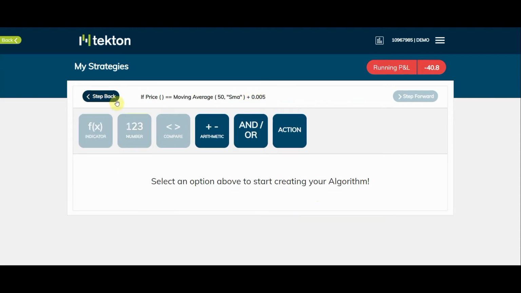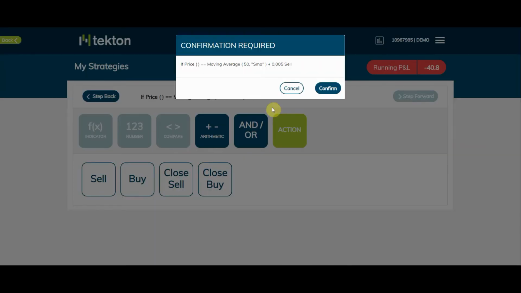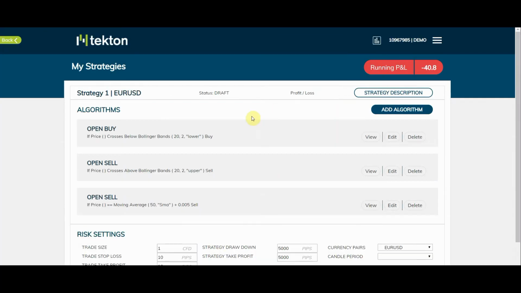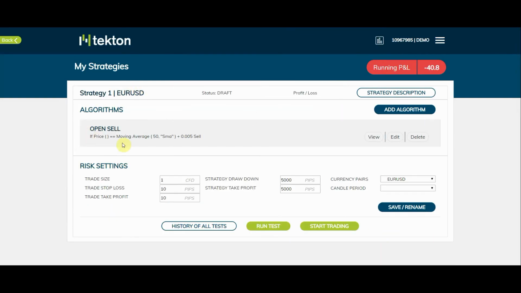And there we have it. If price equals moving average 50 plus 50 pips. So if price is 50 pips above the 50 moving average, the action would usually at that point be sell, because we expect price to pull back to the moving average. And there we have it. Open sell. Delete these so you can see it more clearly. If price is equal to the moving average 50 by 50 pips, we would sell.